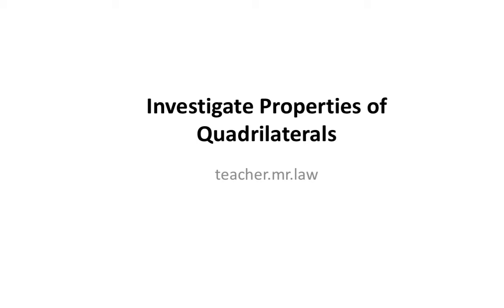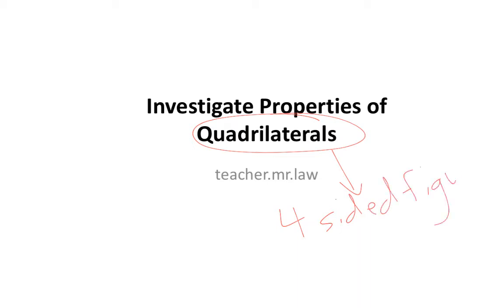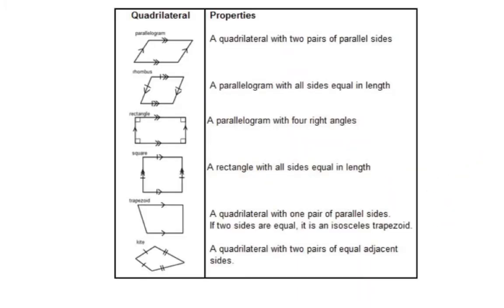In today's lesson, we'll be investigating the properties of quadrilaterals. If you've forgotten, a quadrilateral is a four-sided figure. You should be already familiar with these quadrilaterals: parallelogram, rhombus, rectangle, square, trapezoid, and kite.